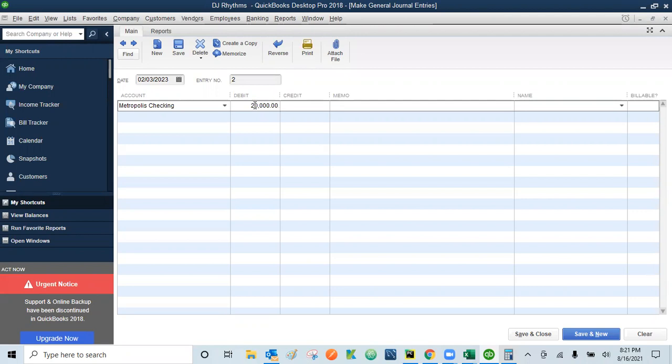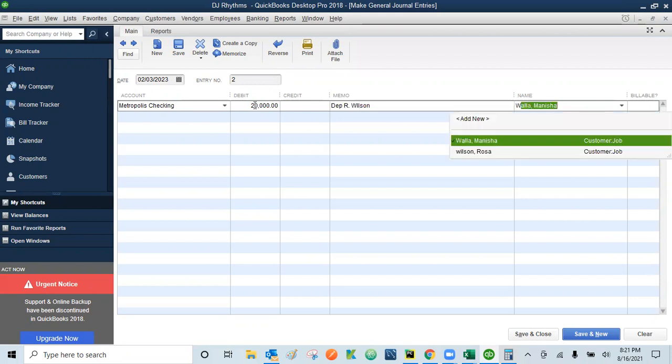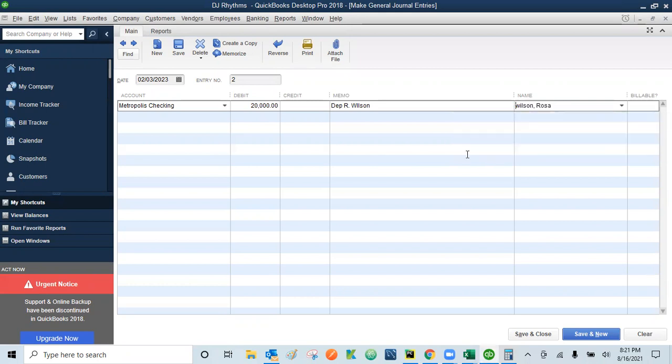Memo: deposit by R. Wilson. Tab, Wilson Rosa. You can just simply start typing and we'll get the name. And then you can come here. So previously you had account receivable. The customer has already paid you. So now the 20,000 account receivable that you have has become 0. Why? Because the customer already paid you.